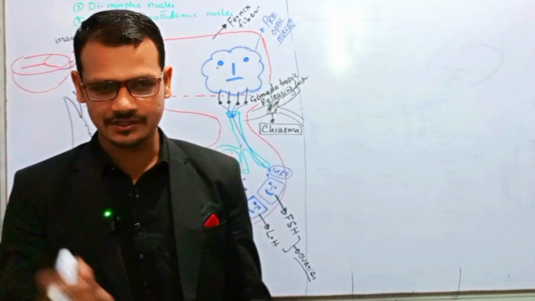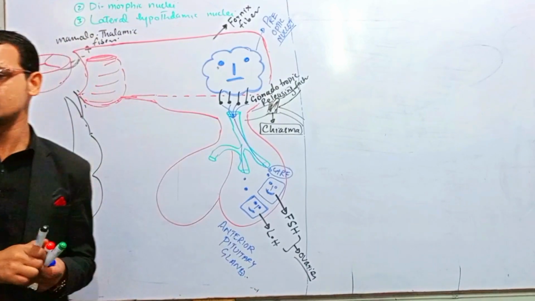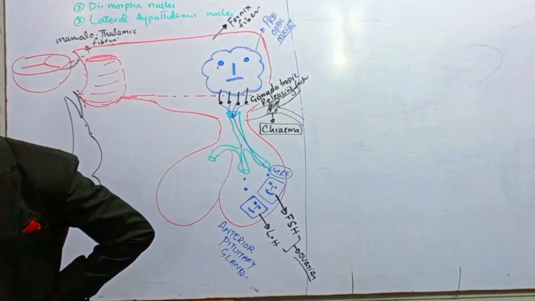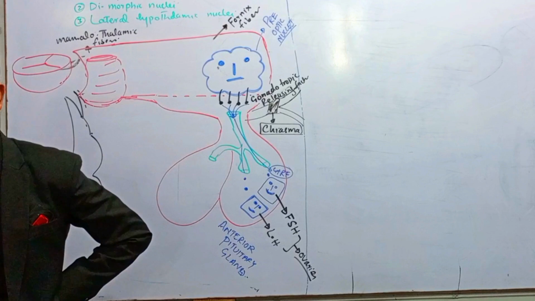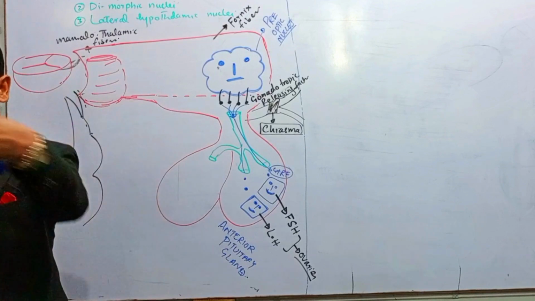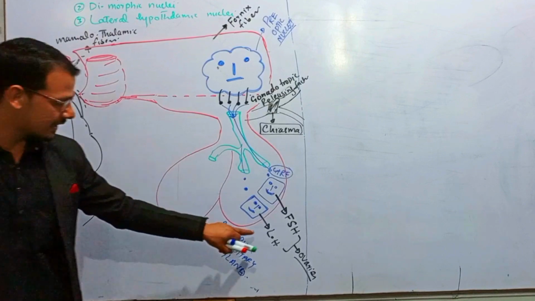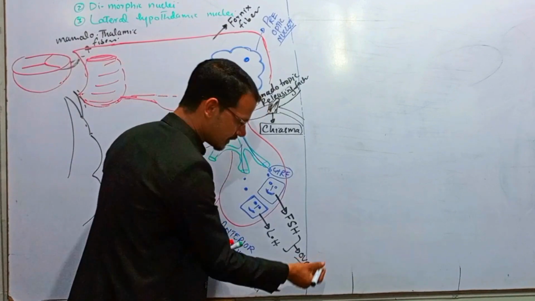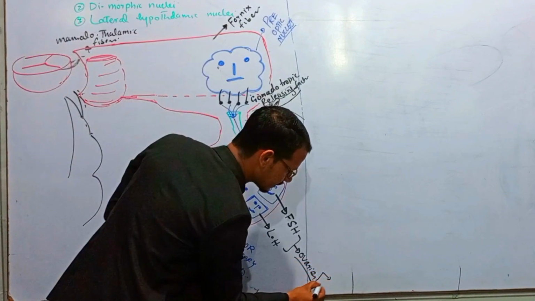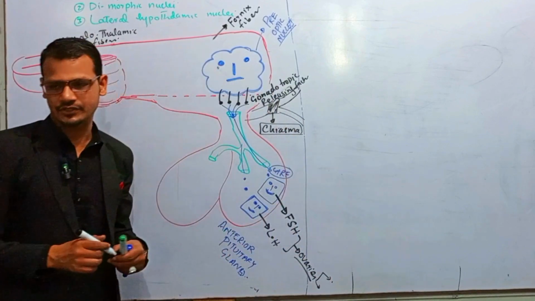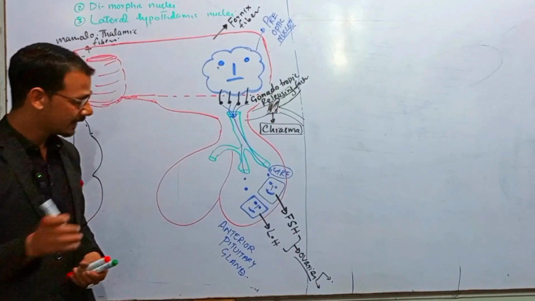which are responsible. FSH is responsible for the maturation of the follicle, the formation of the follicle in the ovaries, and luteinizing hormone is responsible for releasing that follicle, right? So these are the hormones. From the ovaries it will release the estrogens and progesterone, right?